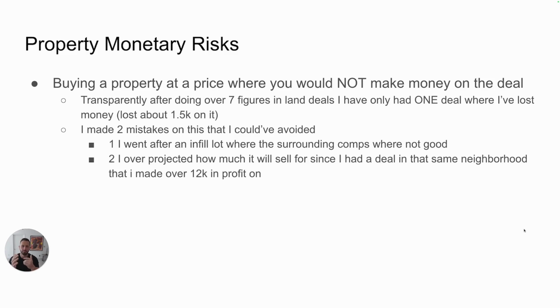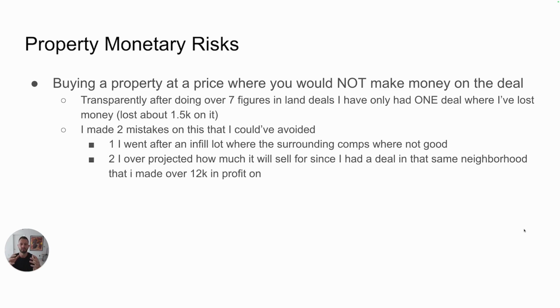All right, now let's talk about property monetary risks. The biggest thing is buying a property at a price where you would not make money in the deal. Transparently, after doing over seven figures in land deals, I've had one deal where I've lost money. I lost about $1,500 on it. I made two mistakes in this deal that I could have avoided, and this was a learning lesson for me, and now I'm going to share it with you.